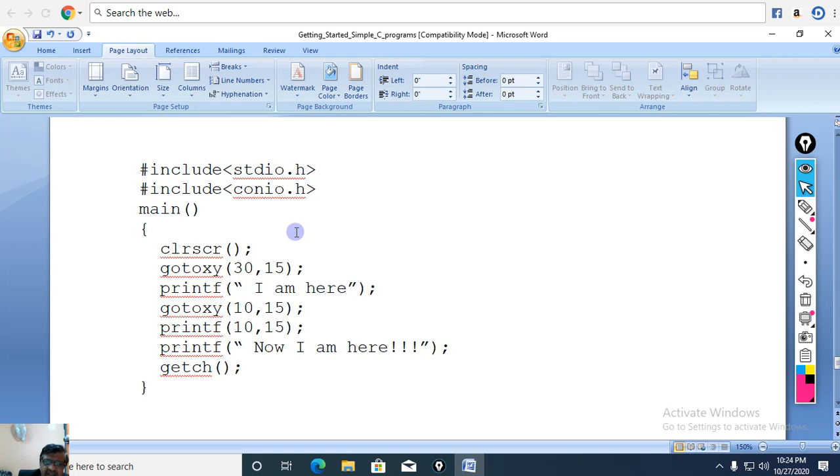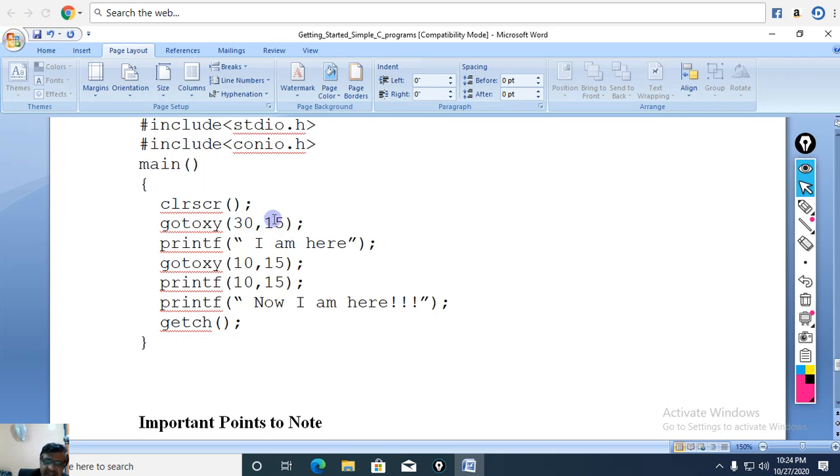Therefore there is nothing sacrosanct about this stdio.h and conio.h. Clear screen: we want to clear the screen when the program is in execution. Go to xy 30, 15, 30th row and 15th column. So the cursor will be blinking at 30th row and 15th column. If this is the computer, somewhere here it will be blinking, not exactly at the left top corner.